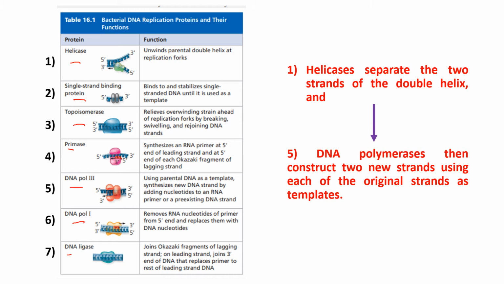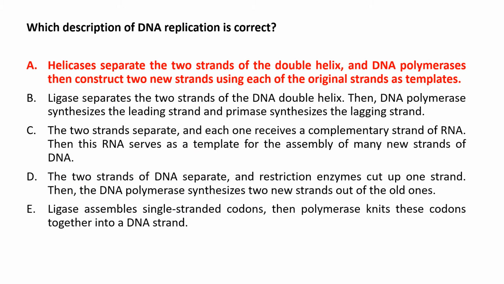In particular, to answer that question, you have to remember that the DNA needs helicases to separate this double strand, and later the DNA polymerases are the ones that synthesize the new strands. So based on that, the best answer will be A. Why? Because the helicase separates the two strands and the DNA polymerases construct the two strands, so this is the right answer. Here, ligases don't separate the two strands, they join strands, so this is wrong.